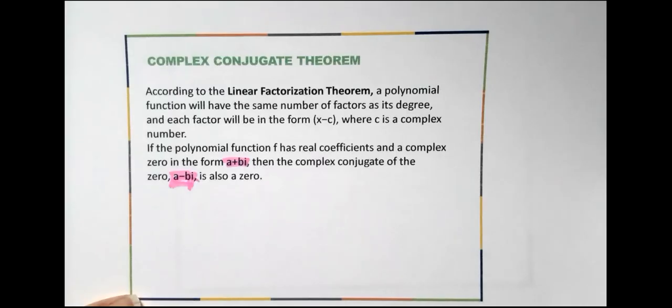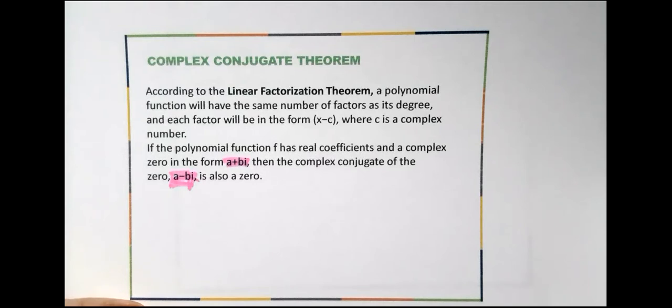Our next topic is the complex conjugate theorem. It says, according to the linear factorization theorem, a polynomial function will have the same number of factors as its degree. Okay, so that's what we just discussed in a previous video. And each factor will be in the form x minus c, where c is a complex number.